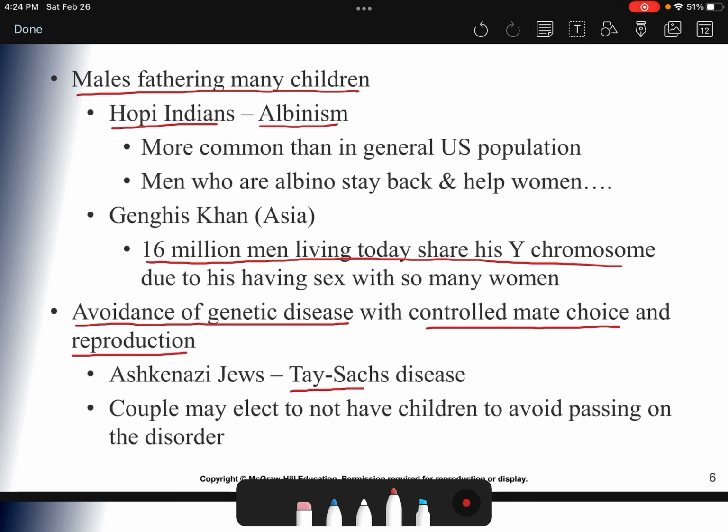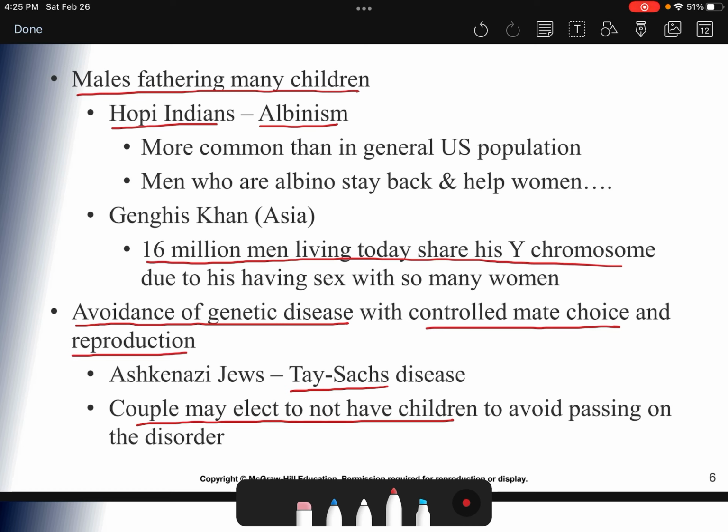And one of those is Tay-Sachs disease. Very, very sad disease because the children are born seemingly to appear healthy, but then by 2 years of age, they just start deteriorating and eventually die while they're still quite young. And so it's just very, very sad. And so certain couples may elect not to have children just to avoid passing on this disorder. It's an autosomal recessive disorder.